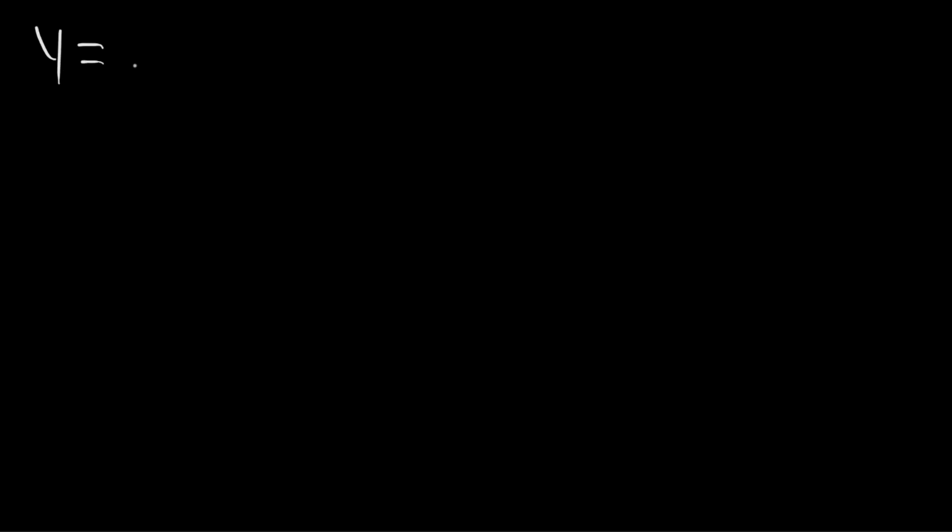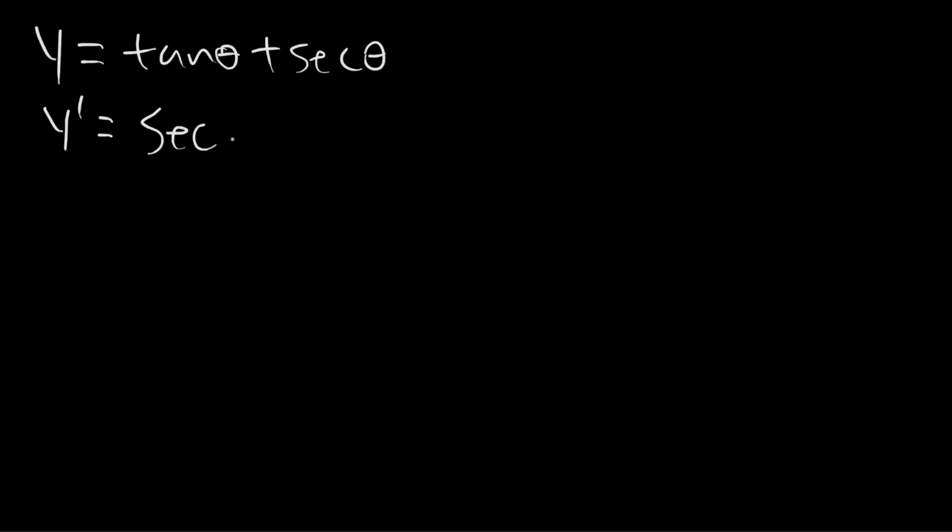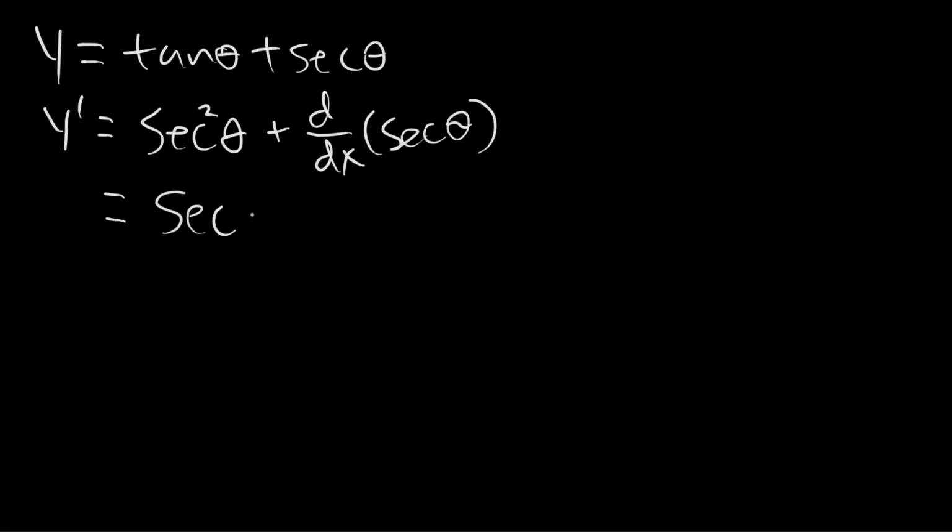y is equal to tangent theta plus secant theta. What is the derivative of this quantity? So the derivative of tangent theta is going to be equal to secant squared theta plus the derivative of secant theta. So this is going to be equal to secant squared theta plus secant theta times tangent theta.